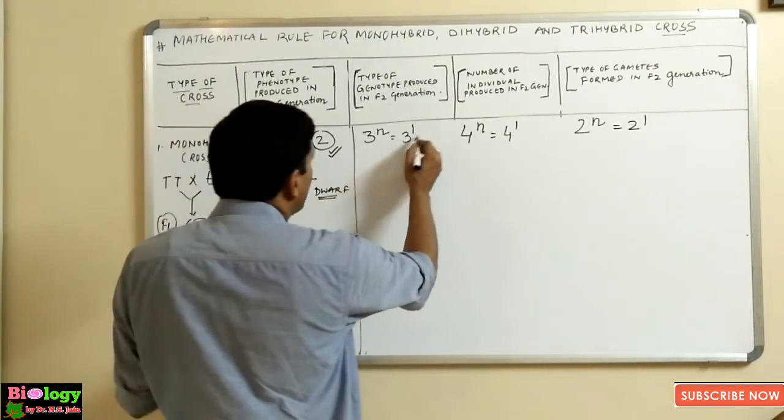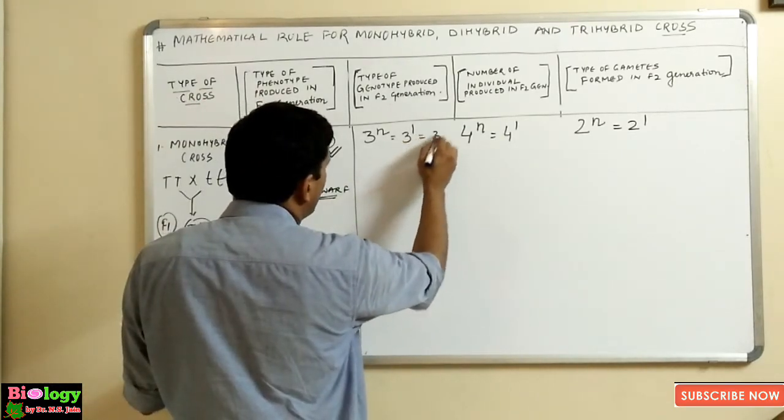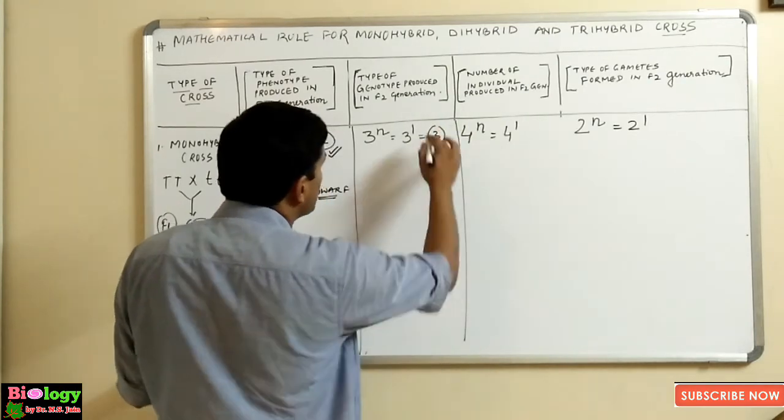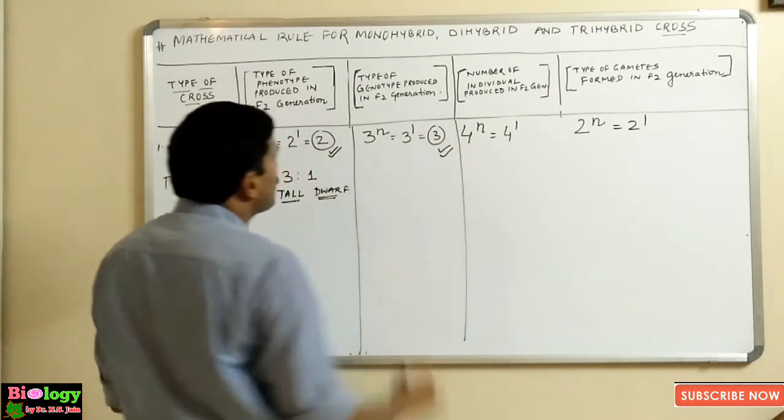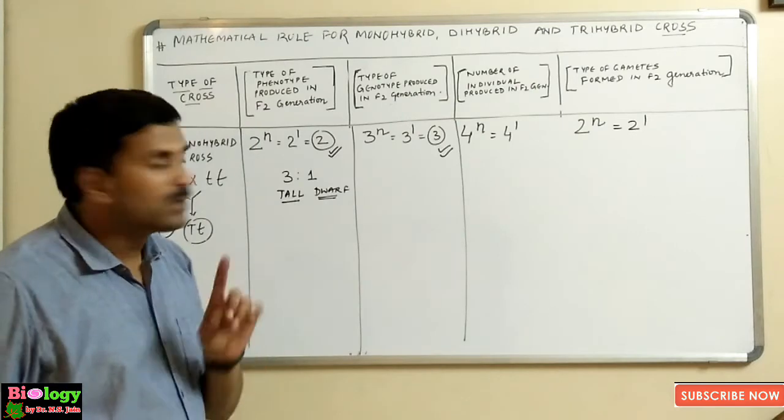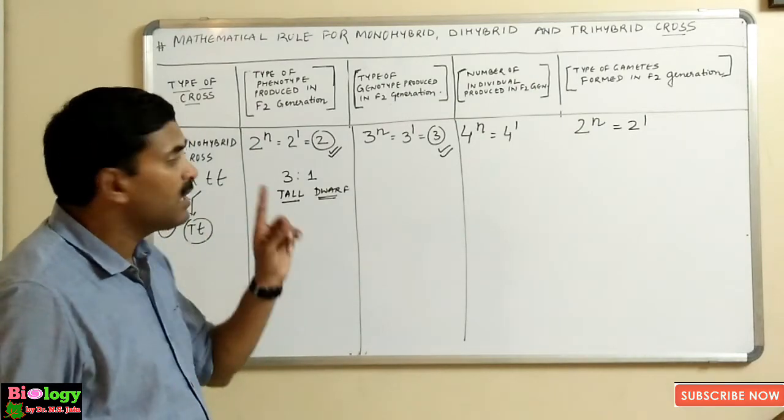Now see here, 3 to the power of 1 is equal to what? 3. It means that in the monohybrid cross, the type of genotypes produced in the F2 generation are of what?